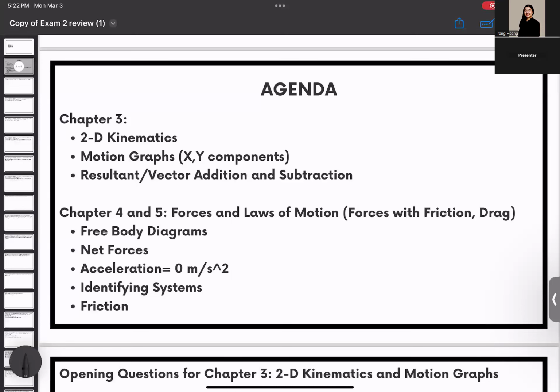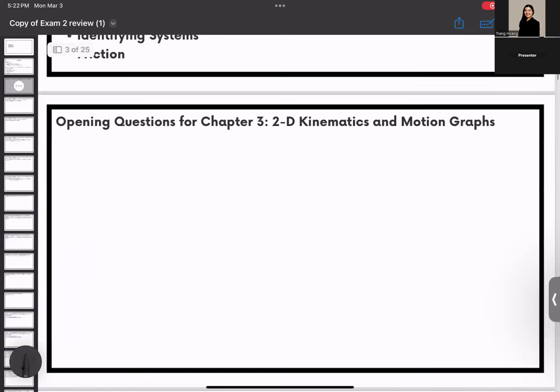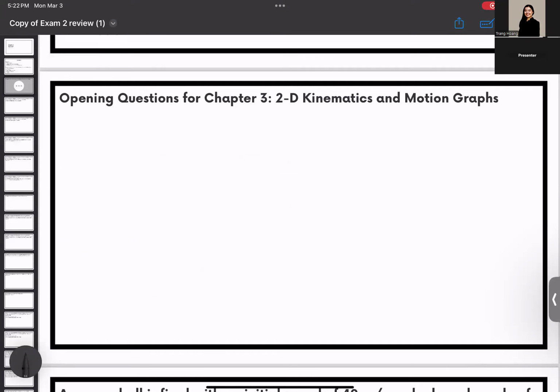And there's a little bit at the end on how to find the coefficient of friction or just a friction force on a certain object, or how to deal with irregular systems, non-perfect systems. So I think we'll start off with a review for chapter 3.